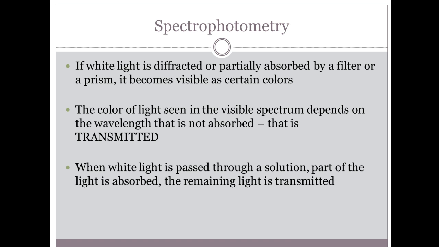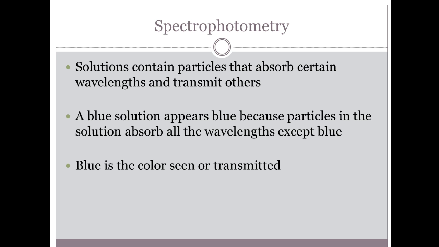When white light is passed through a solution, part of this light is absorbed and the remaining part is transmitted. So if you think of it this way, the darker the solution, the more light is absorbed. The lighter or clearer the solution is, the easier it is for light to pass through. Keep that in mind as we move forward. Solutions contain particles that absorb certain wavelengths and transmit others.